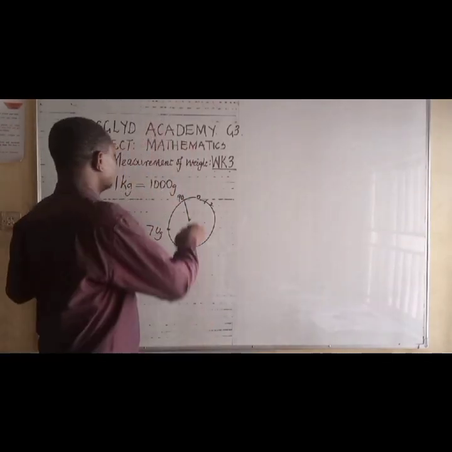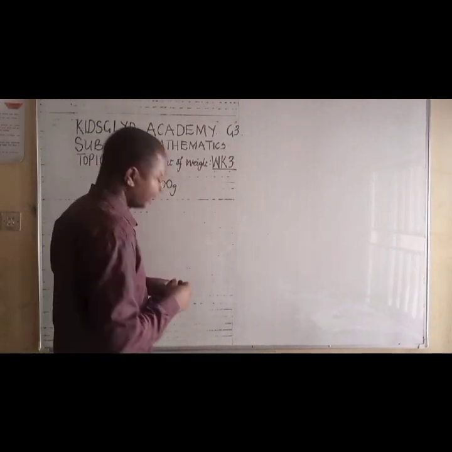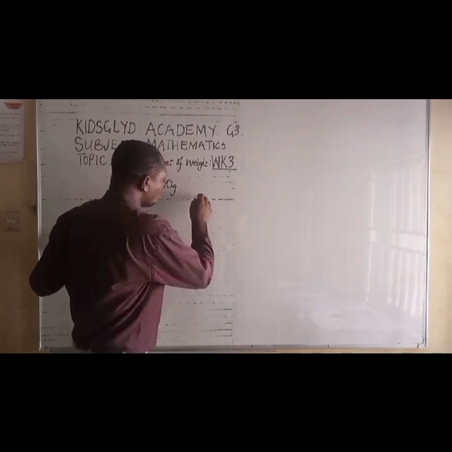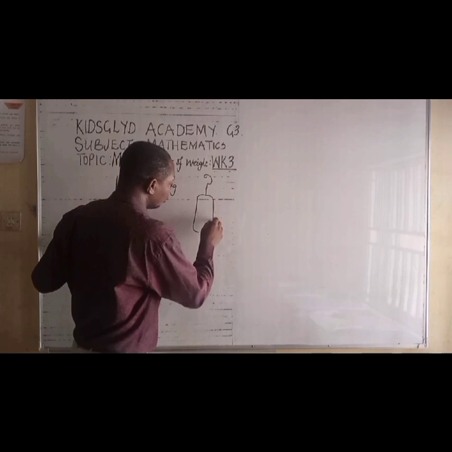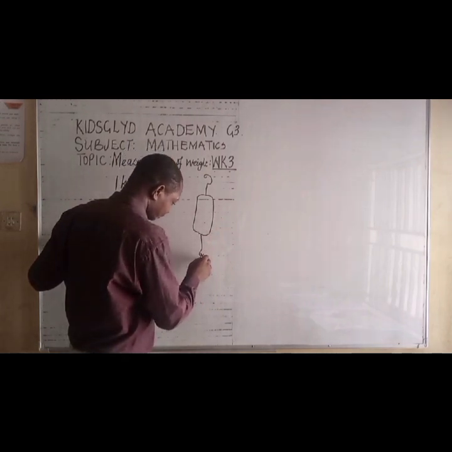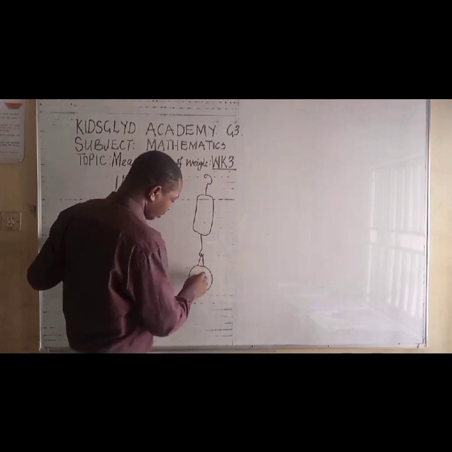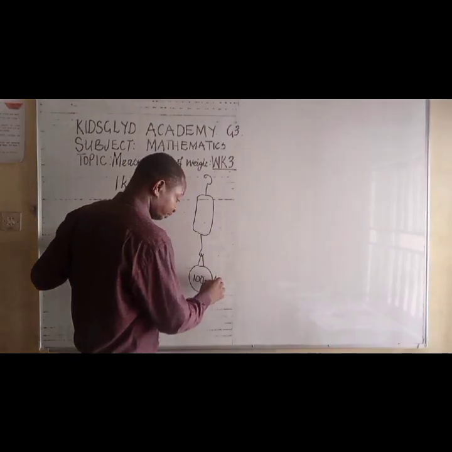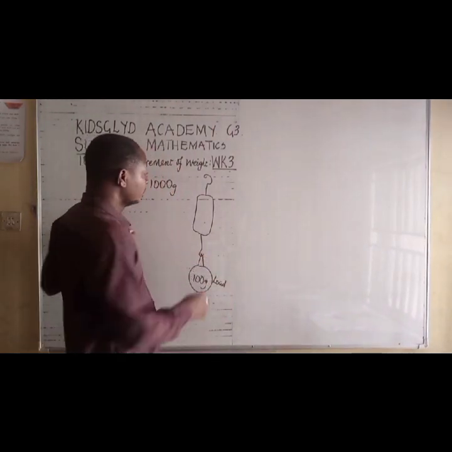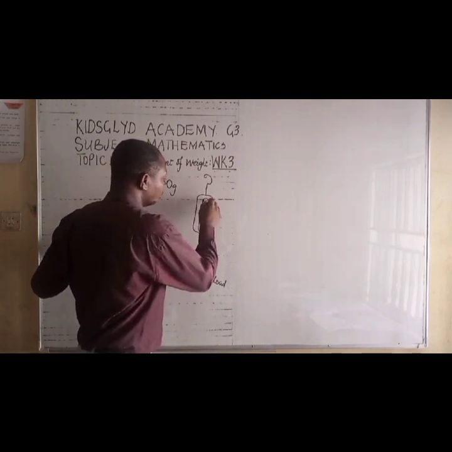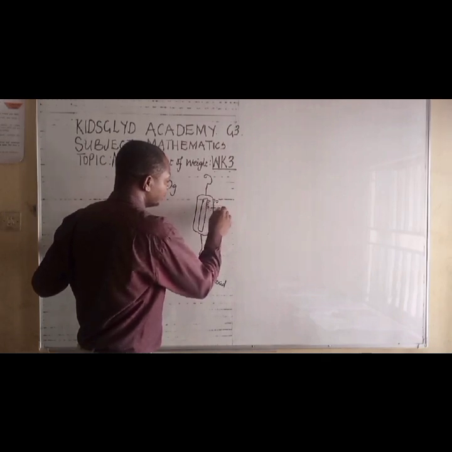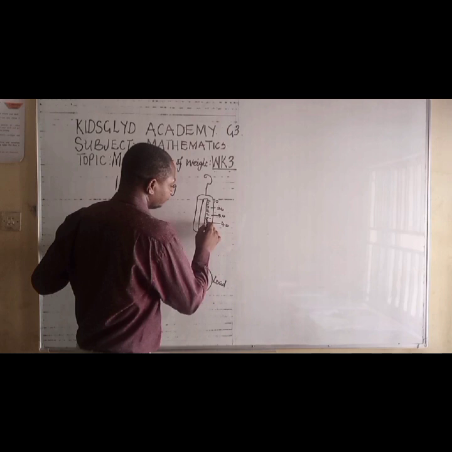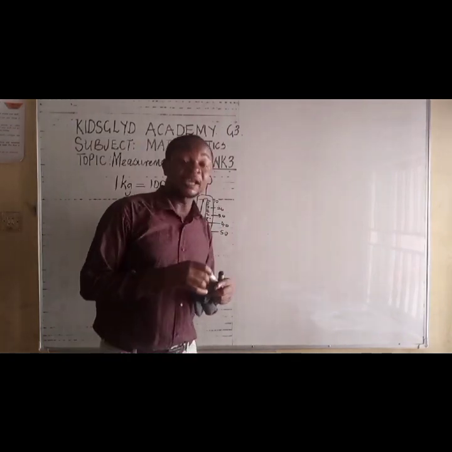But some are not measured with a clock-like instrument. One of the instruments used to measure weight that we might be aware of is the spring balance. Once a load is placed here, it will cause a deflection which they are going to read. This might be 10, 20, 30, 40, and 50. It doesn't matter. It might end at 50.